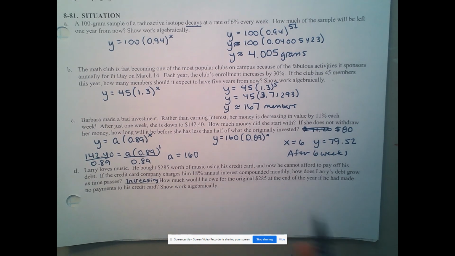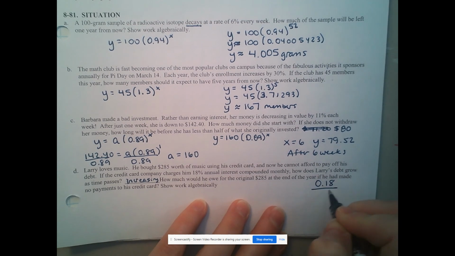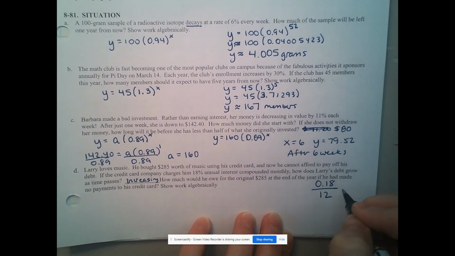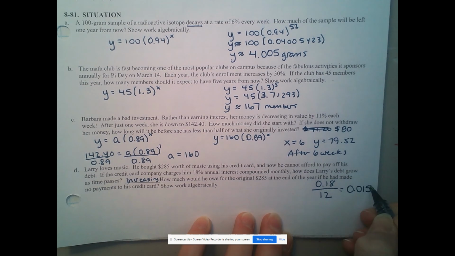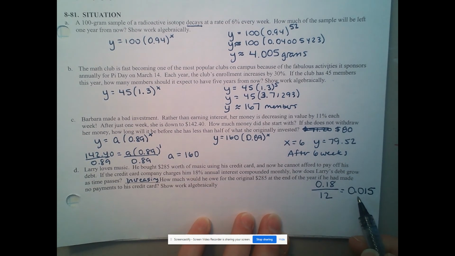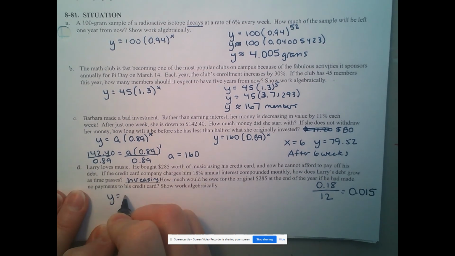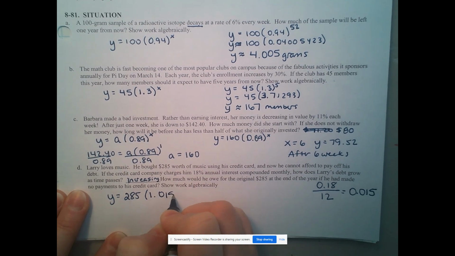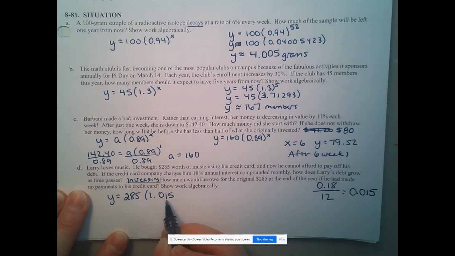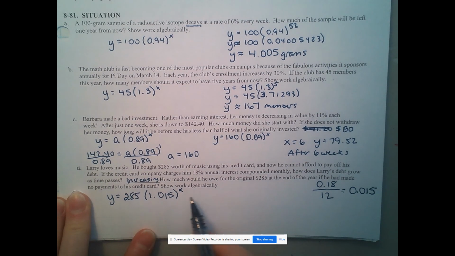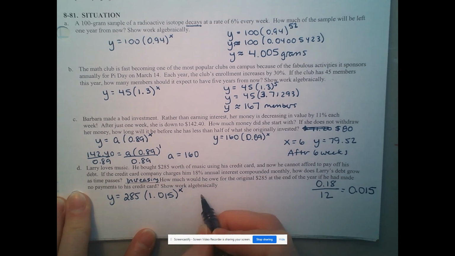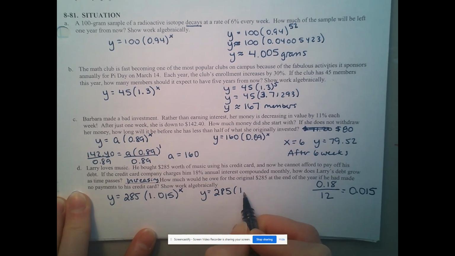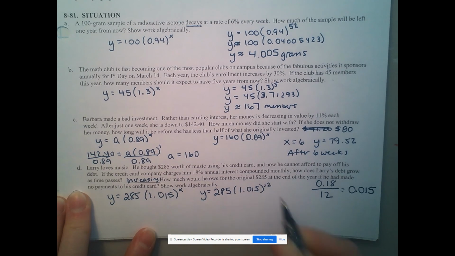So he is paying 18% annual interest compounded monthly. So the first thing I would need to do is find out what is a 12th of 18%, and that is 0.015. So each month he's getting charged 1.5%. So we would say y equals the original 285 increasing, so it starts with a 1.015. 0.015 was our monthly, so 1.015 is our increasing. X is per month, and we want to know if he didn't make any payments for the whole year. So we're actually going to substitute for x 12 months because it's compounded monthly.